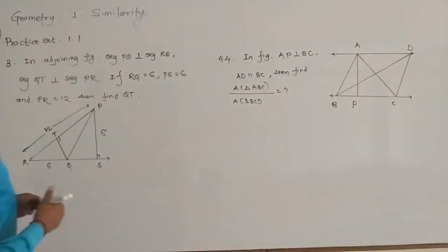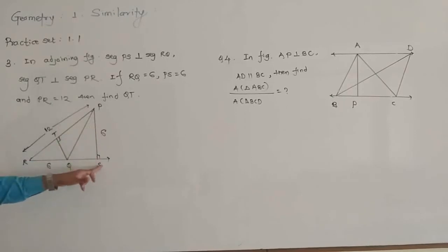Now, question number 3 is, in the adjoining figure, segment PS is perpendicular to the segment RQ. Segment QT is perpendicular on segment PR. If length of RQ is 6, length of PS is 6, and PR is equal to 12, then find the length of QT. Here we have to find length of QT.